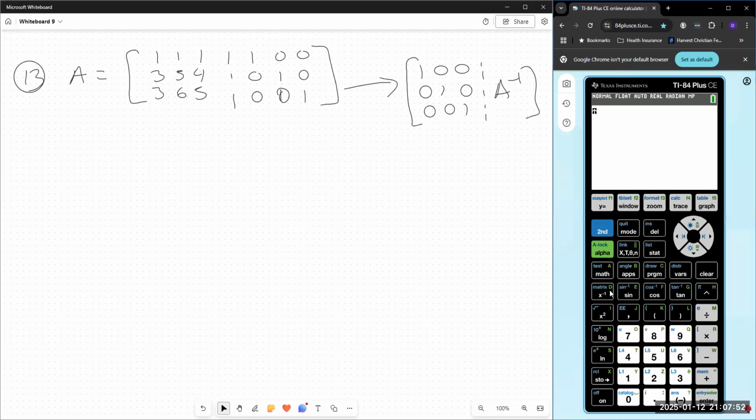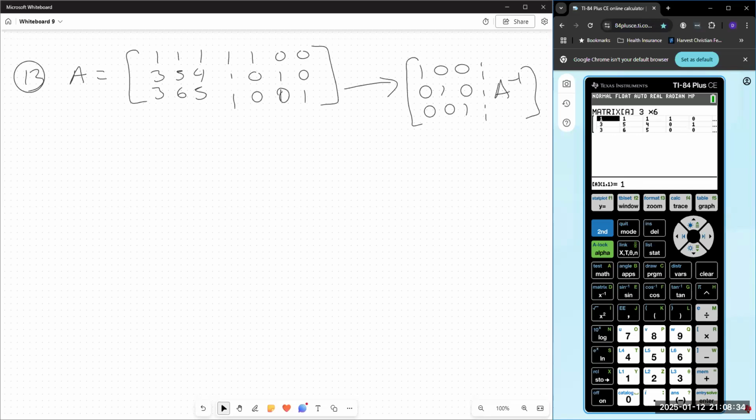So open up your matrix menu. We're going to edit. I'm going to make 3 rows by 6 columns. And this is going to be 1, 1, 1, then 1, 0, 0 for my identity matrix, 3, 5, 4, 0, 1, 0, 3, 6, 5, 0, 0, 1.